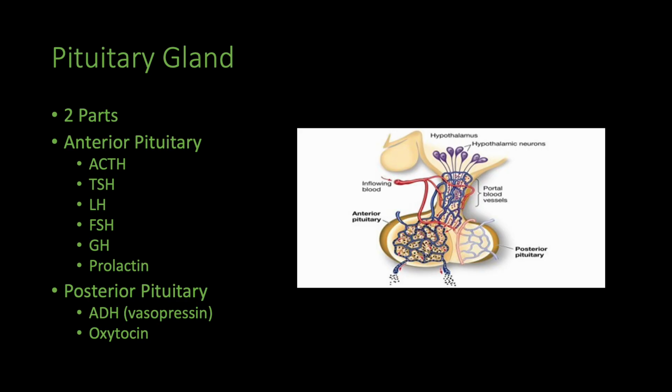Two main parts I wanted to talk about are the anterior pituitary and the posterior pituitary. They do have different types of hormones released depending on which side it's coming out of. You can see here the anterior is mainly reproductive hormones, and then the posterior has other types of hormones. These are all listed here for your reference.